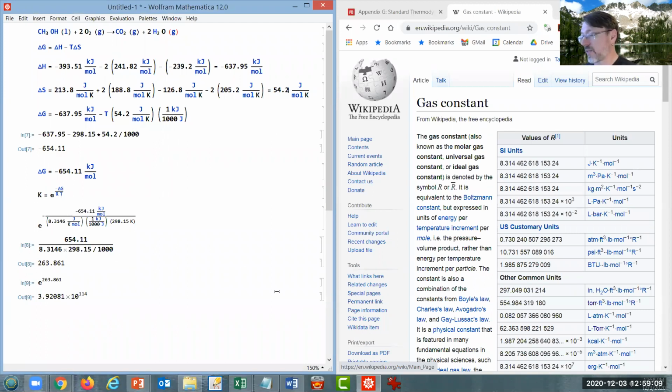And then go through and do this. For any reaction, you can find your equilibrium constant this way.